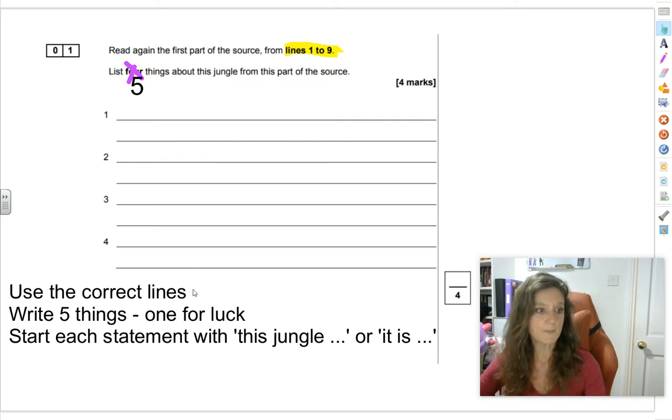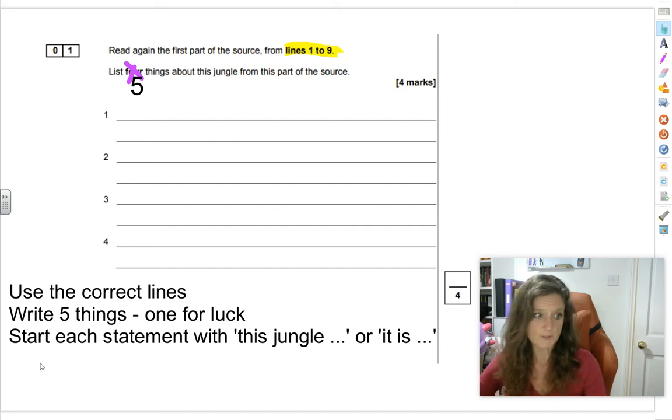So my first tip for question 1 is use the correct lines. It's lines 1 to 9. That does not include the blurb. Look for the little number on the source. My previous video was about the source. Look for number 1 on the source and click on it. So that's where you start the 1 and you go through to 9, and those are the only lines you're going to use.